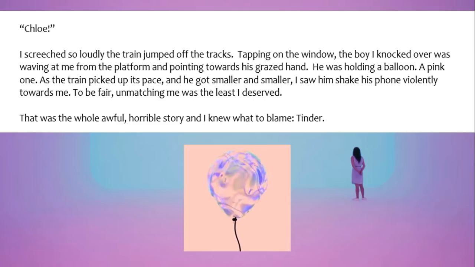Tapping on the window, the boy I knocked over was waving me from the platform and pointing towards his grazed hand. He was holding a balloon. A pink balloon. As the train picked up its pace and he got smaller and smaller, I saw him shake his phone violently towards me. To be fair, a match me was the least I deserved. That was the whole awful, horrible story, and I knew what to blame.